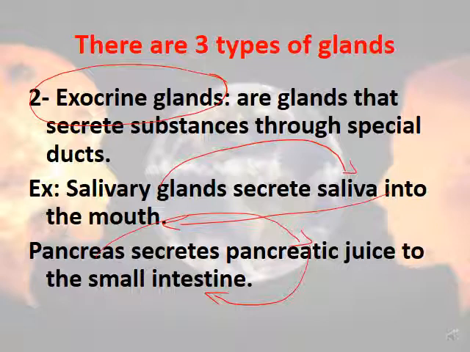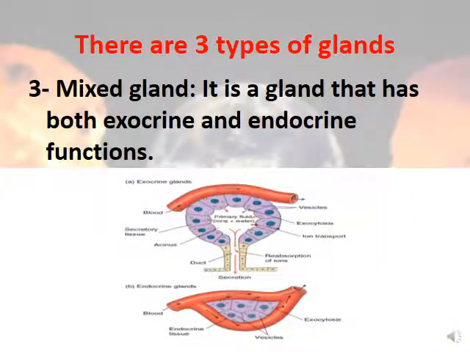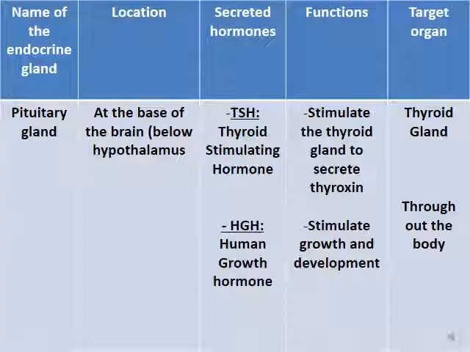It secretes insulin into the blood and also secretes pancreatic juice into the small intestine. So it has both functions, endocrine and exocrine. So it's an example of the mixed gland, which is the third type. A mixed gland is a gland that has both exocrine and endocrine functions. We started about the types of glands, or the different glands that we have.